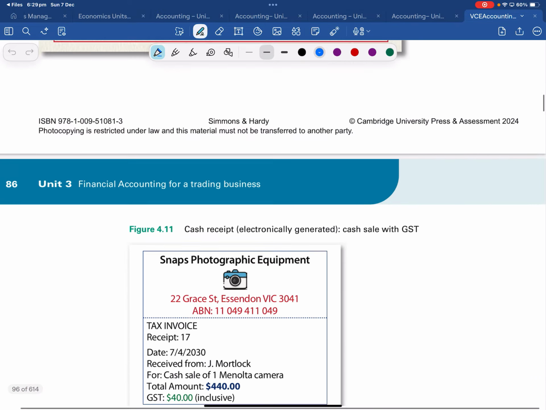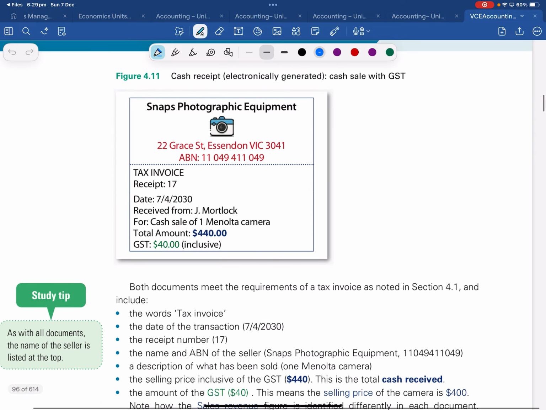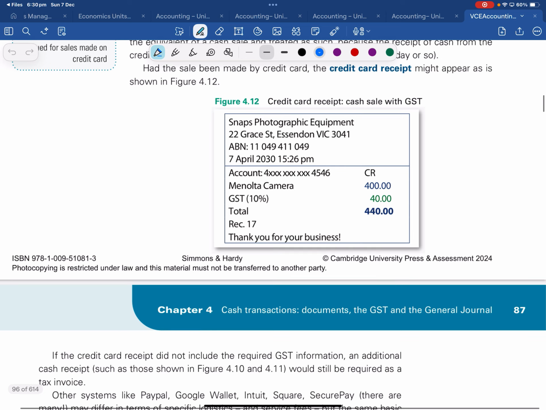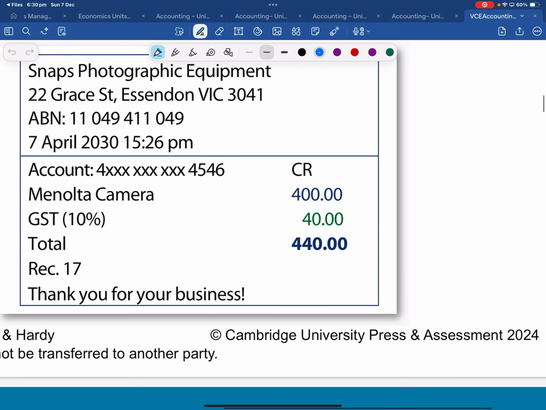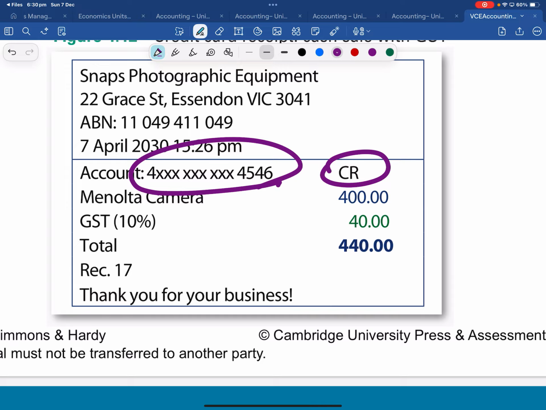I don't think it is in this textbook. Yeah, this is okay. They have given it. What is this one? Which receipt? Credit. Okay. This is an EFTPOS receipt.